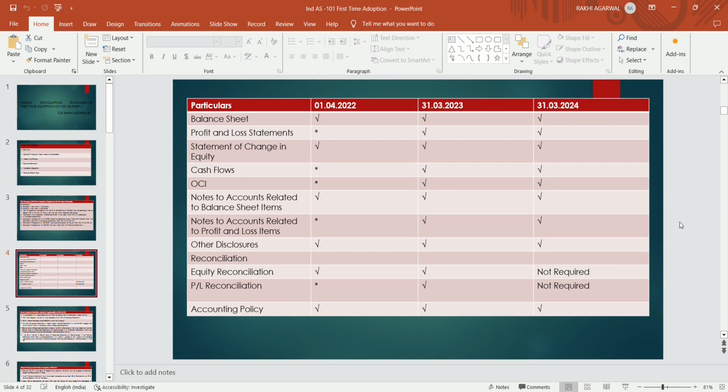3 years of statement of change in equity is required to be prepared. Cash flow only 2 years, that is the current, final and the comparative years. OCI only for the 2 years, that is the current and comparative. It is not required to prepare OCI for the opening.